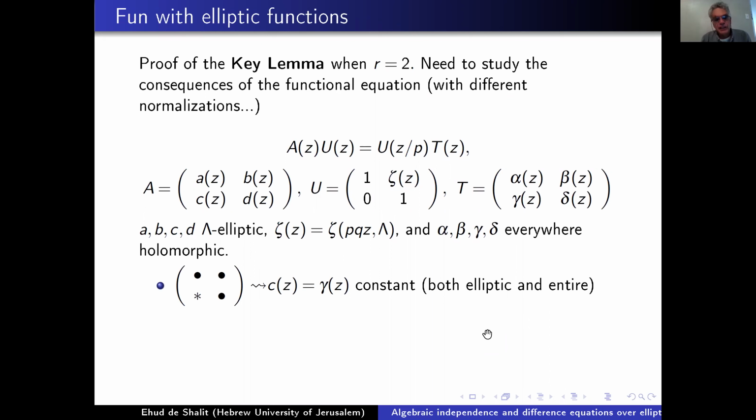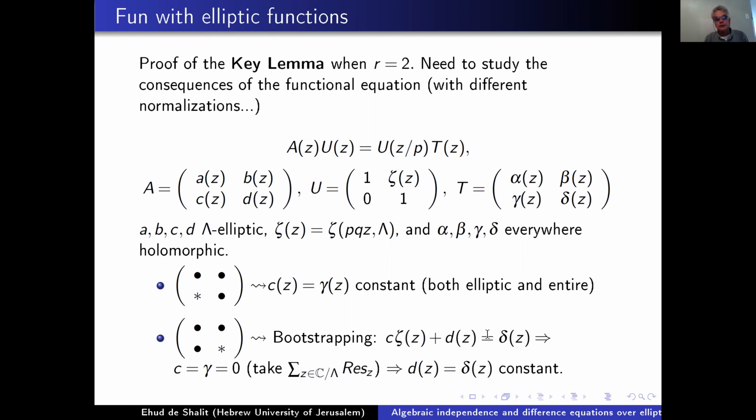Now, what can we do with it? Start with the lower left entry. Then, multiplying the matrices, you get that C is gamma. Okay, so C is elliptic, gamma is entire, so they must be, by Liouville, constant. So C and gamma are constants. Go to the right bottom entry and use a bootstrapping argument. Now you know that C equals gamma is constant, and you get the equation C times zeta plus D is delta.